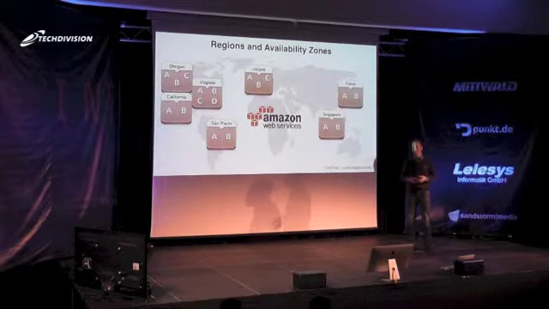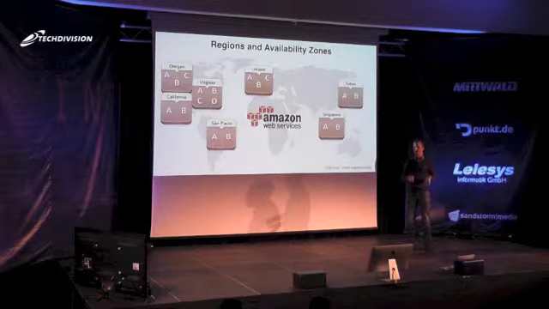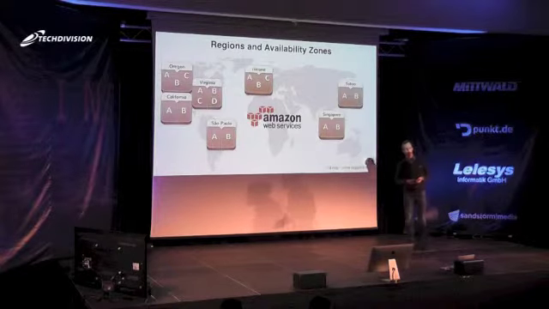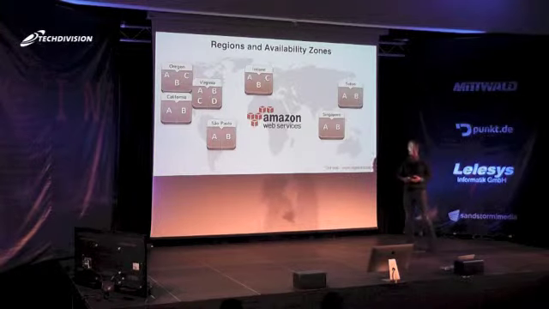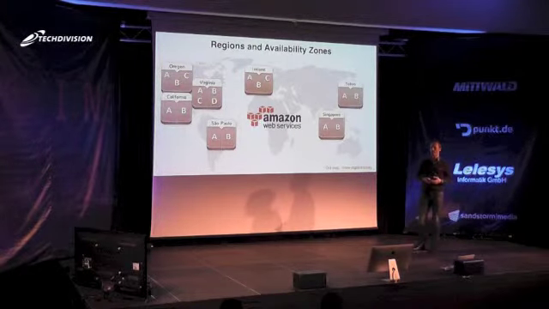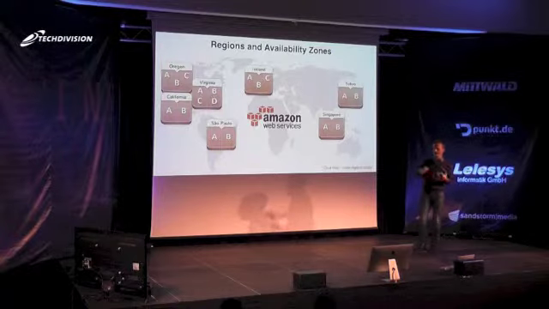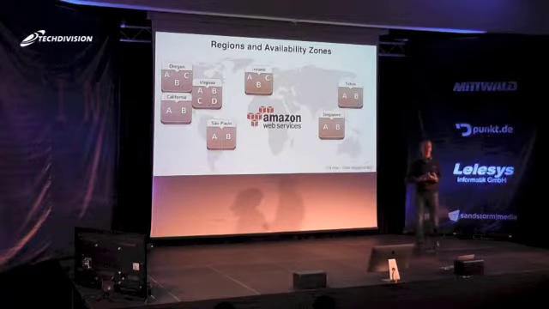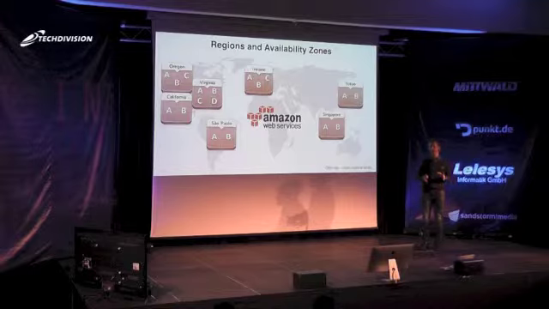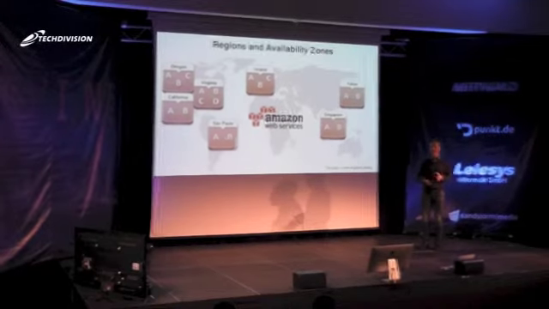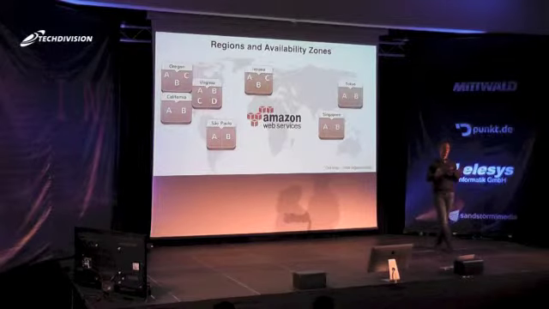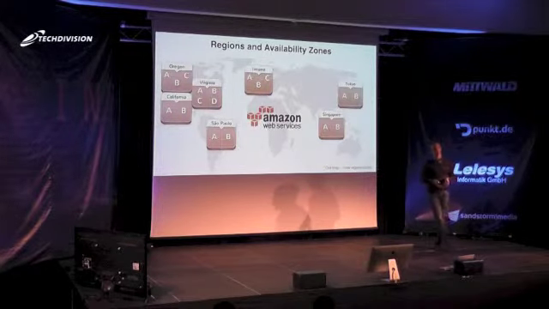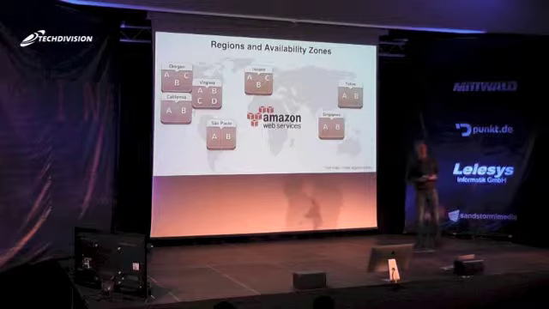This is an old map. I think, was it in the fall or in the winter, they launched a site here in Germany too, in Frankfurt, but this map shows quite well how they organized it. So you have regions, which are like Oregon, California, Ireland, these physical locations or areas. And then within a region they have what they call availability zones. And availability zones are physical independent data centers with their own power supply, their own internet connection, etc.